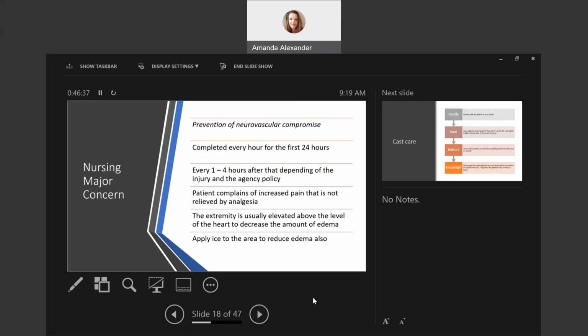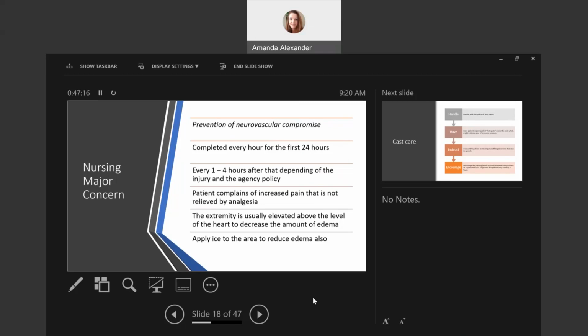Every 1 to 4 hours after the injury has happened, follow the agency policy. So they're saying every 4 hours, you're going to do a neurovascular check. If a patient complains of increased pain that's not relieved by analgesia, this is a sign. So you want to make sure that you're telling the patient come back or let you know that the pain is not being relieved. The extremity is usually elevated above the level of the heart, so always remember the elevation of an extremity will help decrease edema to the site.